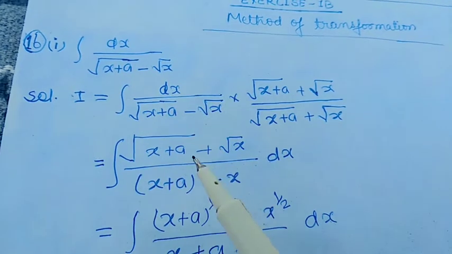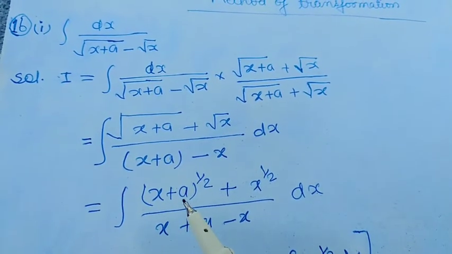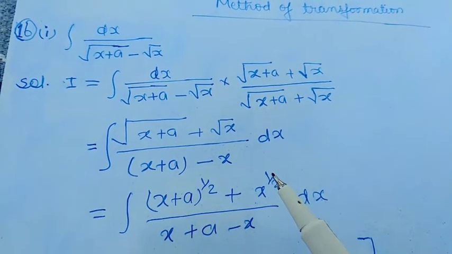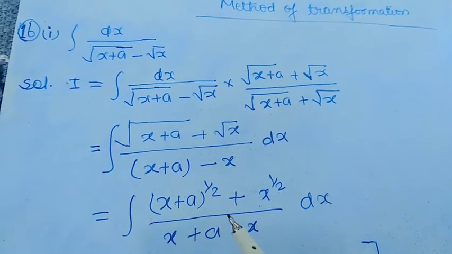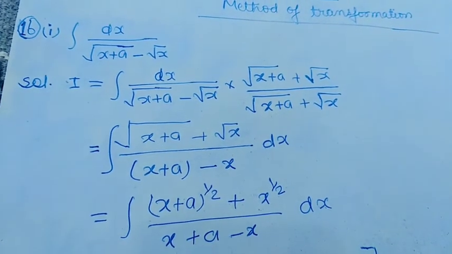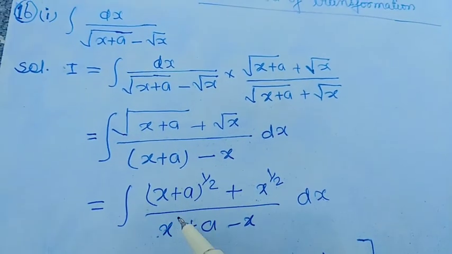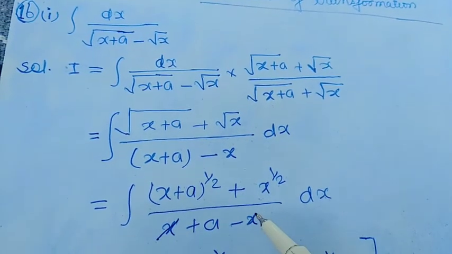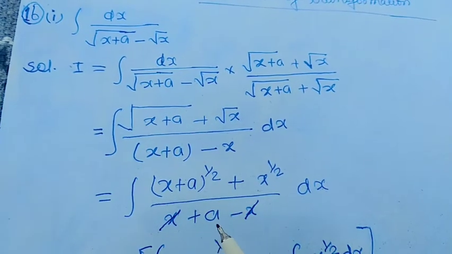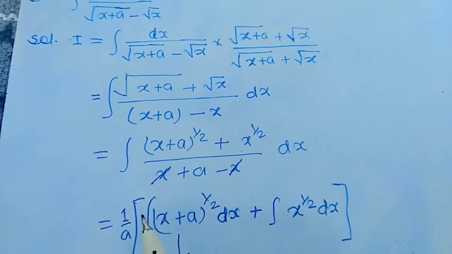So in the next step we can write it as integration of (x plus a) whole raised to the power half plus x raised to the power half upon (x plus a minus x) into dx. So here the plus x and minus x will be cancelled out, so it will be a here. So we can take 1 upon a common.